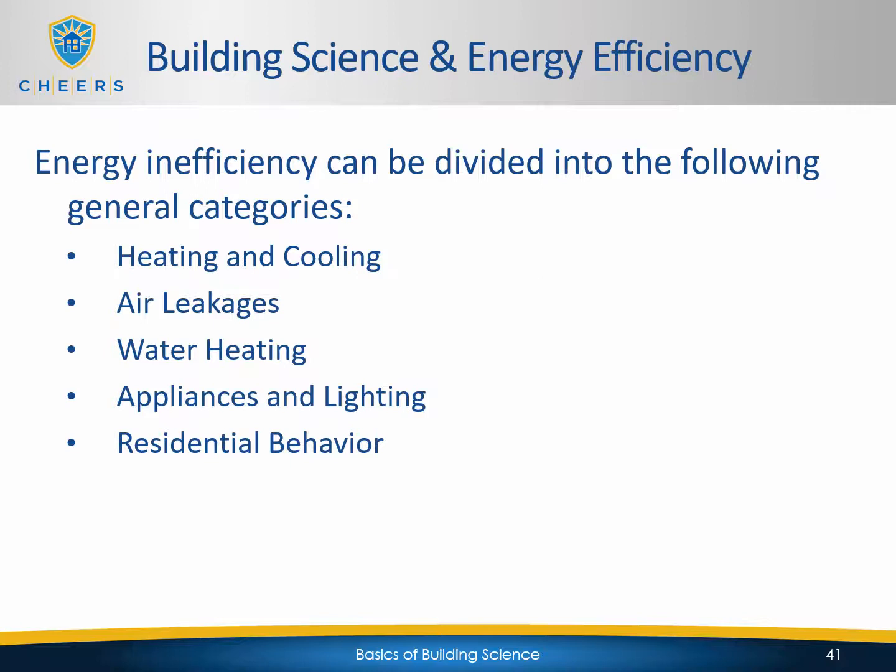You have appliances and lighting. So refrigerator, lights, entertainment systems, computers, and other appliances use considerable electrical energy because of obsolete design, careless operation, or just the sheer number of electrical devices in a home. Think of the number of laptops, tablets, phones, computers, TVs, gaming systems. All those add energy usage to the home. And think of how many electronics we have added to our average homes compared to where we were 10, 20 years ago. And then finally, you have residential behavior.